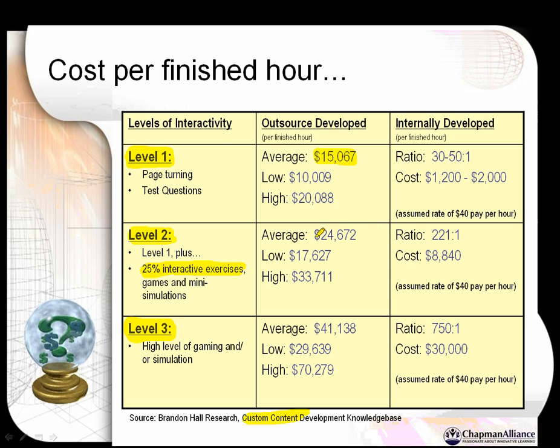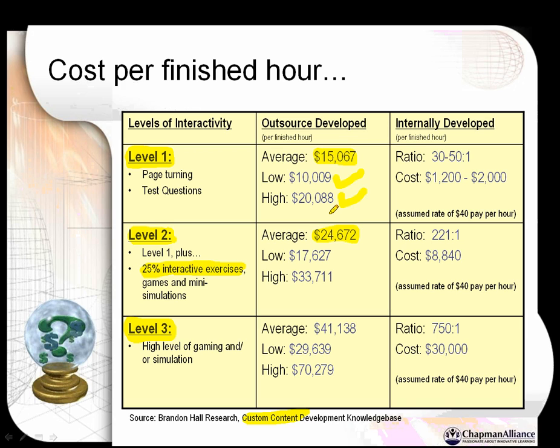And level 2, $24,000. Now, you're going to see the ranges, too. And the ranges are not based on an individual answer. This range here for rapid development, $10,000. How specific is that? It's basically the average low range of the organizations. It's not that a single organization said, "Heck, we do level one for $2,000 per finished hour." There are other organizations that were higher than the average, but the low average was $10,000. The high average was $20,000.